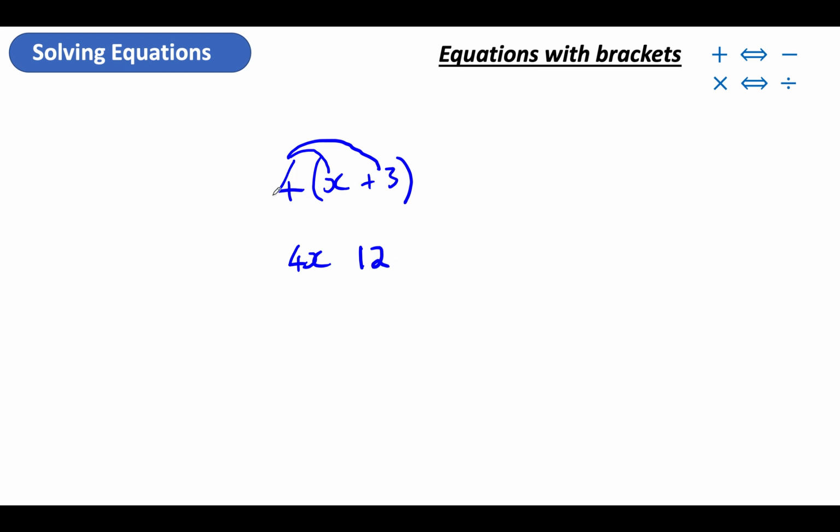And they're both positive numbers there. This 4 is positive, the 3 is positive. So the answer is also positive. 4x plus 12. And that is equivalent to this. It's actually the same thing, just written in a different way. So when we've got these brackets, we can expand them by multiplying everything in the bracket by the thing at the front. Okay, and that's going to be important. Let's just remove that for now.